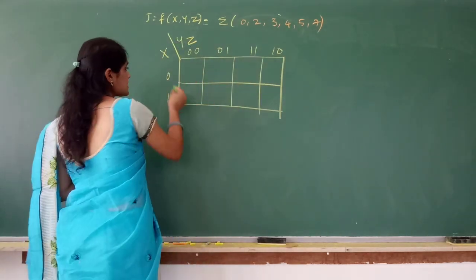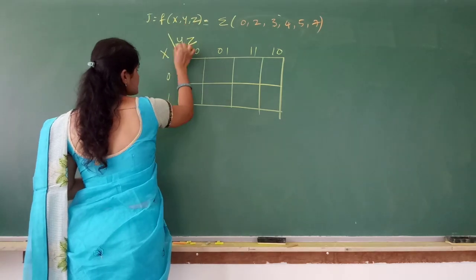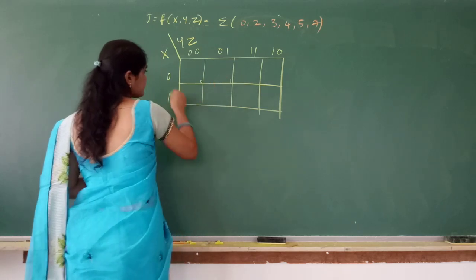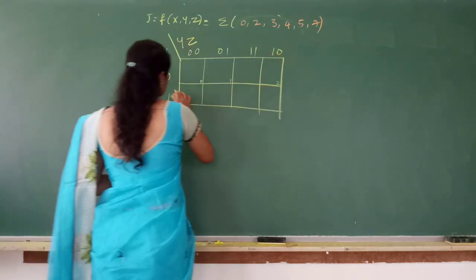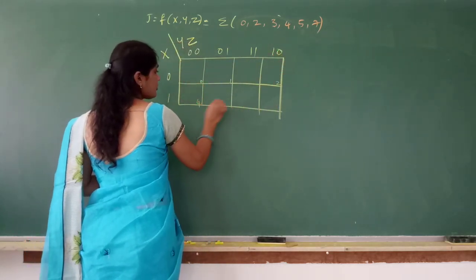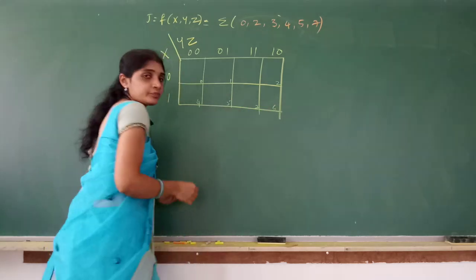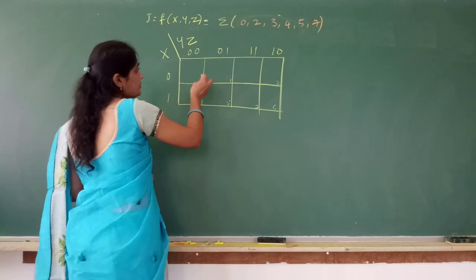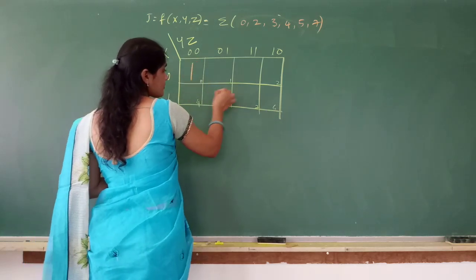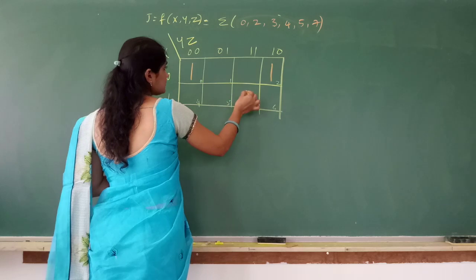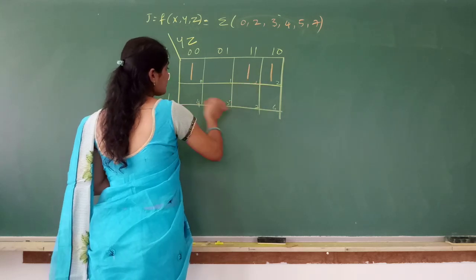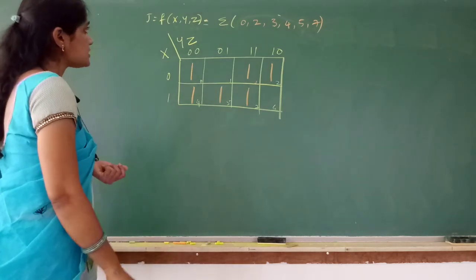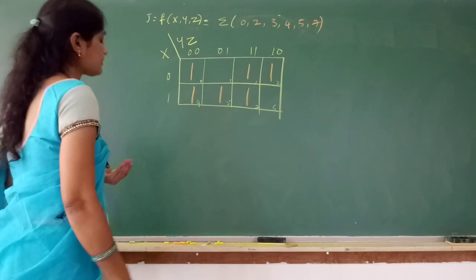Next step, name the cells. In the same order you have to read x, y, z: 000 is 0, 001 is 1, 010 is 2, 011 is 3, then 1, 0, 0 is 4, 5, 6, 7. Okay, next step is to fill the min terms in the K-map. Which are the min terms we have? 0, 2, 3, 4, 5, 7.